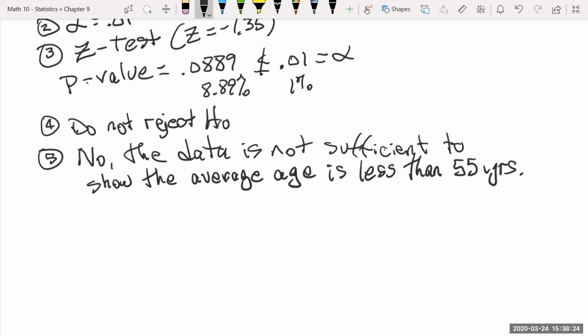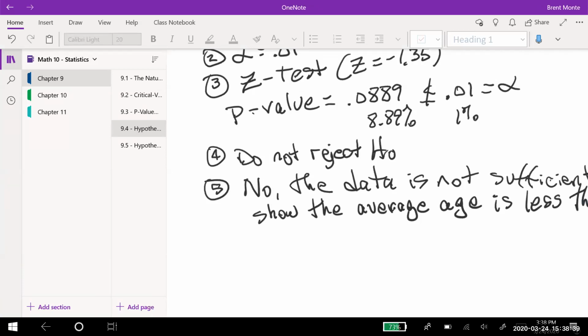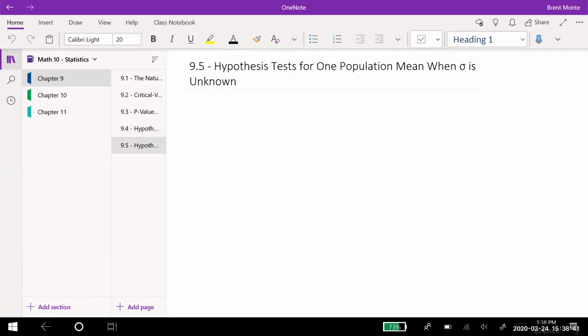Okay, so that's the end of 9.4. We did a couple examples in there. I'm going to go into 9.5. There's just one change in 9.5. We'll do an example or two in there so we get an idea what's going on. So let me kind of back out of this. I'm going to go to 9.5. We'll start on a nice clean sheet.